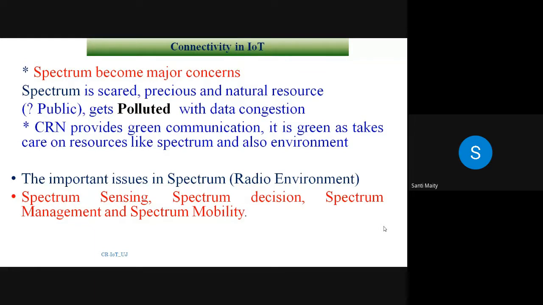Now, when we look at the spectrum or radio environment, there are certain issues. When an IoT object would like to connect with its peer IoT objects, it has to find the vacant or available channels.